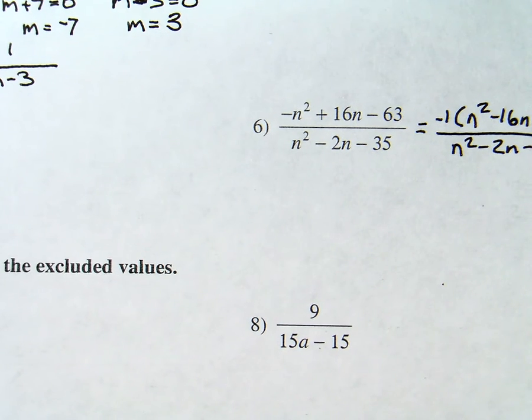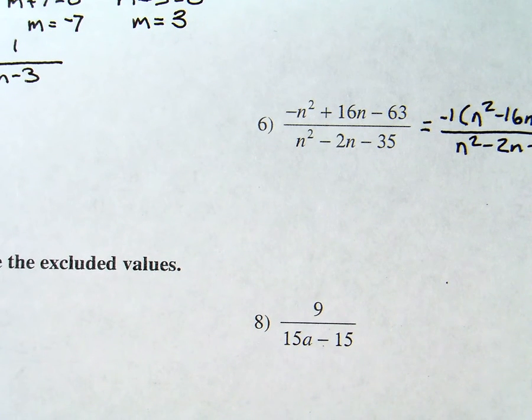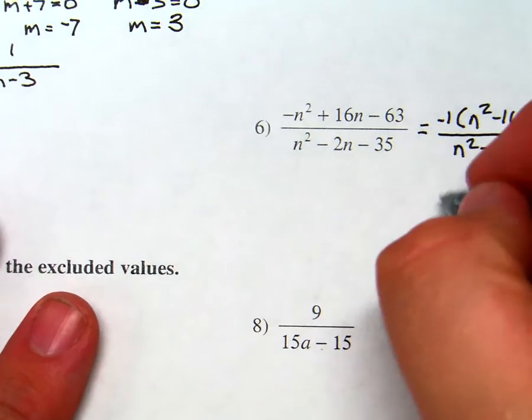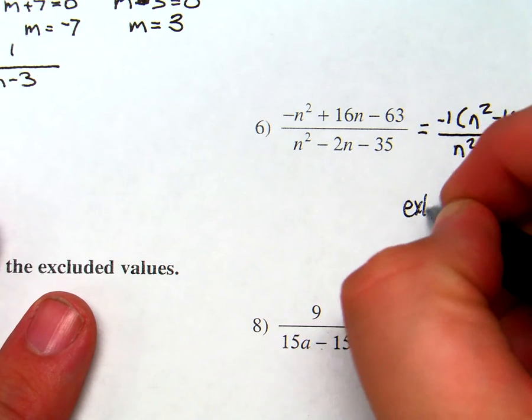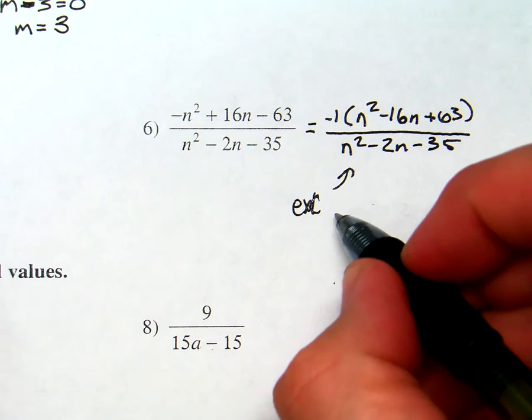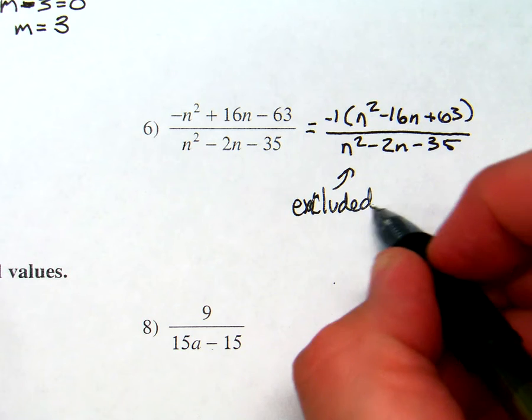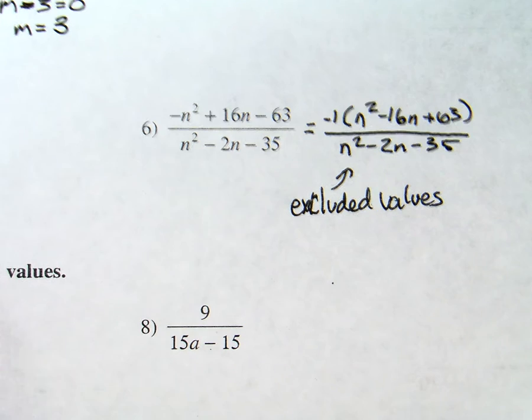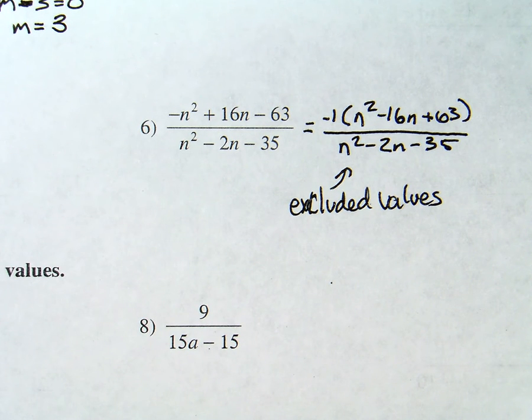The bottom and the top. The bottom is going to give you excluded values. The top is going to help you divide out the different factors and simplify everything. So you have to factor everything. Everything needs to get factored.